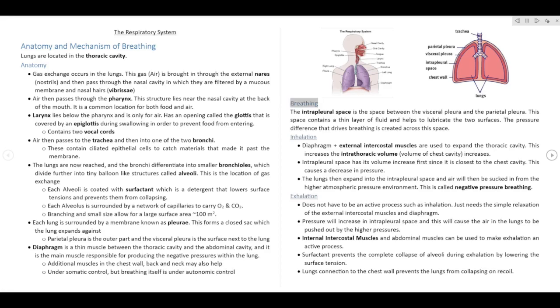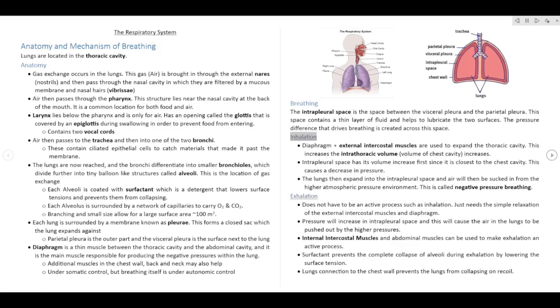Breathing. The interpleural space is the space between the visceral pleura and the parietal pleura. This space contains a thin layer of fluid and helps to lubricate the 2 surfaces. The pressure difference that drives breathing is created across this space.